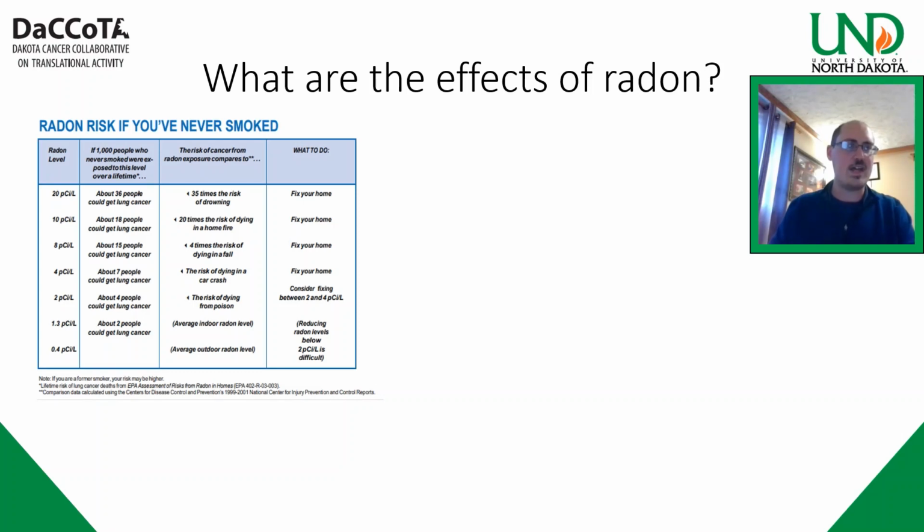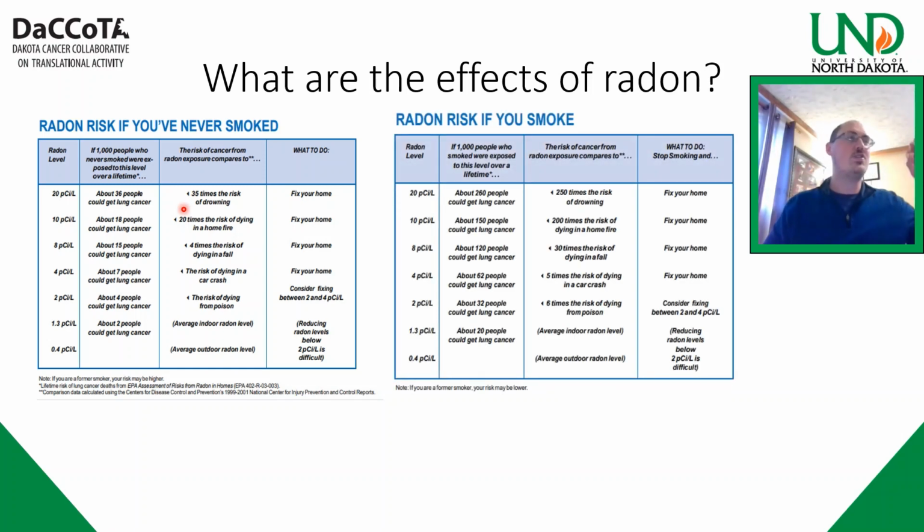But it actually gets worse than that. So now, if you've never smoked, the risks aren't great. Again, at that 4 picocurie, it's about the risk of dying in a car crash. If you get up to something really high, like 20 picocuries, it's like 35 times the risk of drowning. But it's actually worse if you're smoking, not just smoking and radon both cause it. It's almost like a synergistic effect, where you can go up to 5 or even almost 10 times the risk of a non-smoker. So 4 picocuries, 5 times the risk of dying in a car crash. 20, 250 times the risk of drowning. So it can have even higher health risks depending on behaviors.